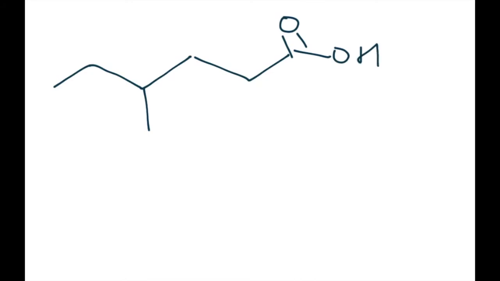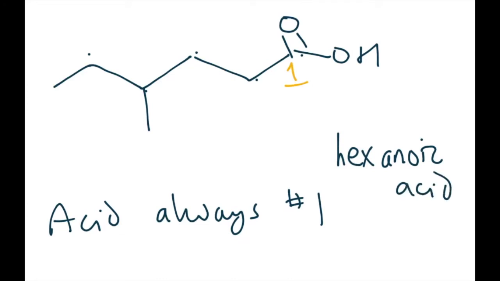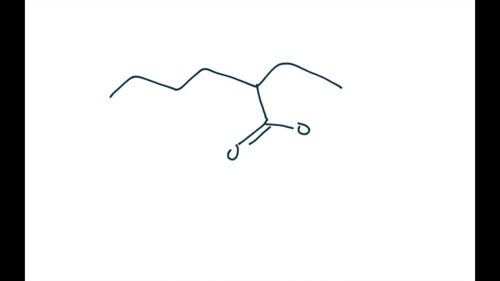Your acid is always number 1. It always is going to be the first carbon in your chain. So we've got 1, 2, 3, 4, 5, 6. This is going to be hexanoic acid, and then 1, 2, 3, 4: 4-methyl hexanoic acid. All right, so now let's have you play along.